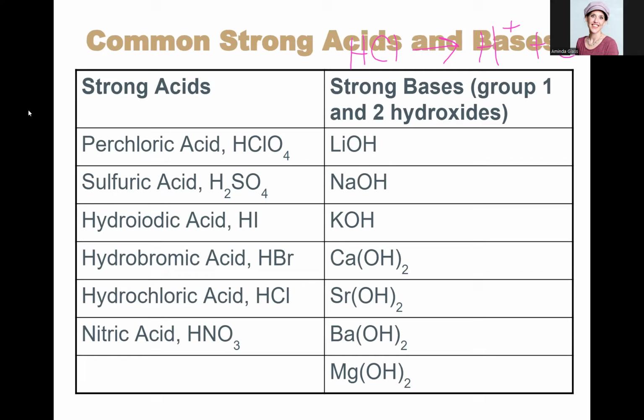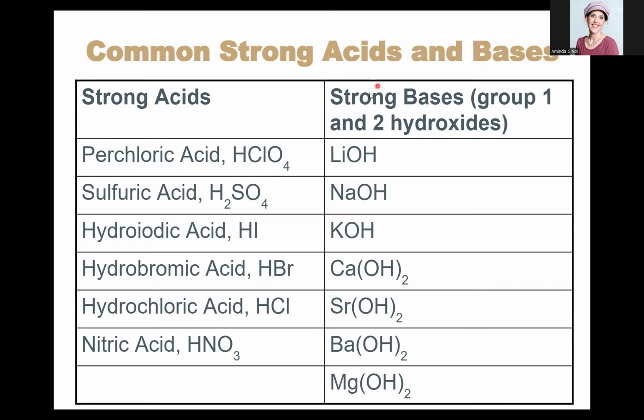So here we have our strong acids and our strong bases. Strong bases, they're group 1 or 2 elements paired with hydroxide. Those are your strong bases. Your strong acids are these. They're your perchloric acid, sulfuric acid, which is part of acid rain, hydroiodic acid, hydrobromic acid, hydrochloric acid, and nitric acid, which is again another constituent of acid rain.